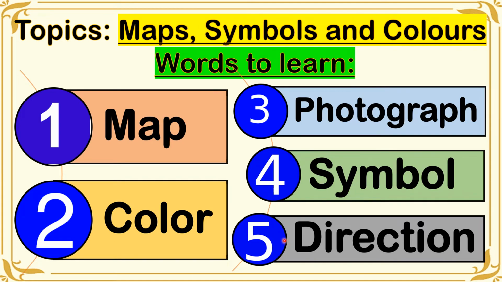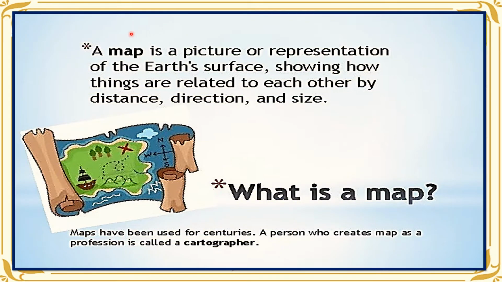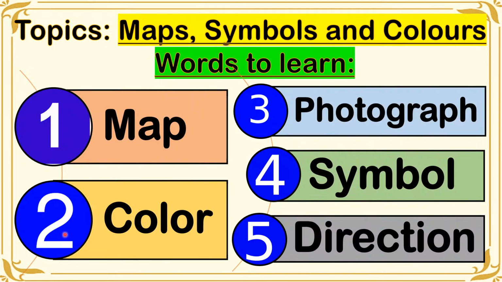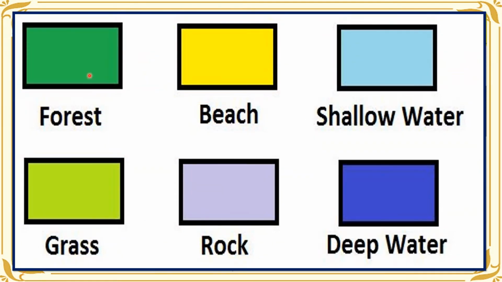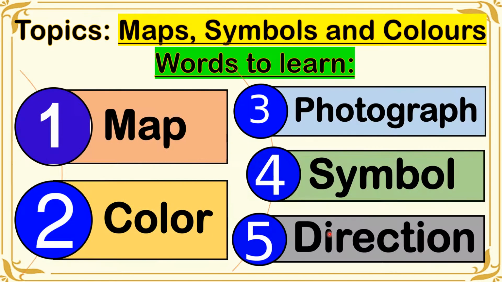Now let's read the meaning of these words one by one. Map. It is a picture or representation of the Earth's surface showing how things are related to each other by distance, direction, and size. Maps have been used for centuries, and a person who creates maps as a profession is called a cartographer. The second word is color. Green represents forest, yellow represents beach, light blue represents shallow water, yellow-green represents grass, gray represents rock, and blue represents deep water.